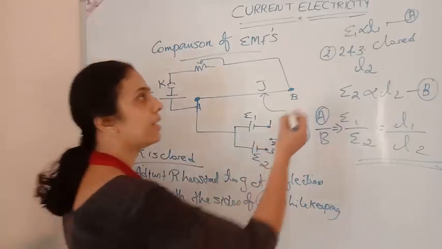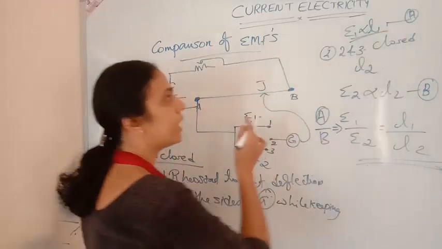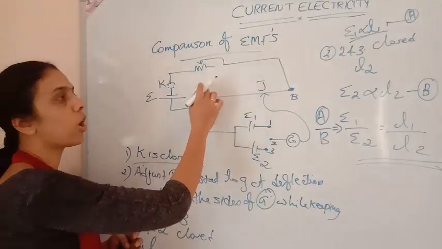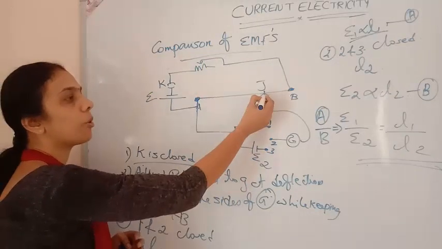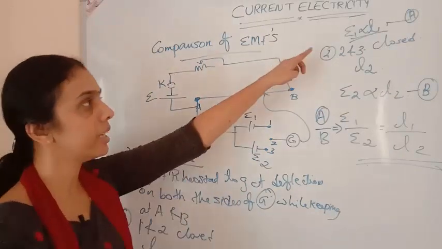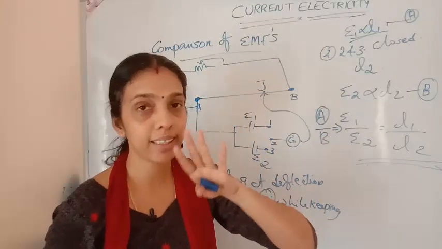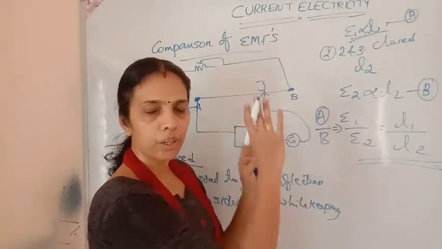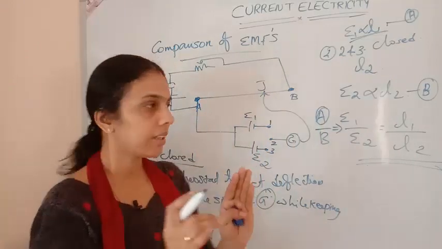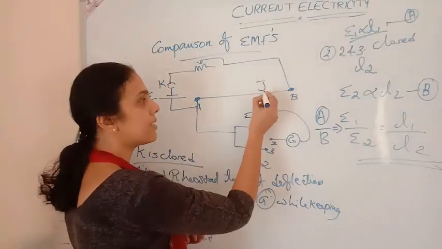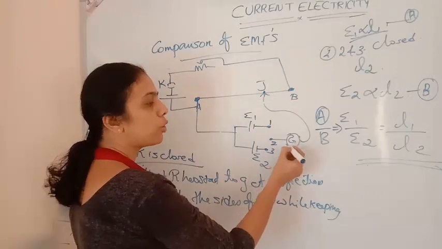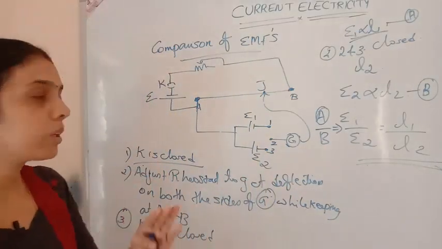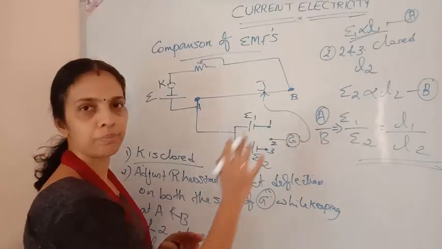Why do they say balancing length? We know that when the potential drop across this length is equal to the potential drop of the cell, only then will we get the balancing length. There is no current flowing through the galvanometer. Balancing length means that when the circuit is closed, the galvanometer shows a null deflection.